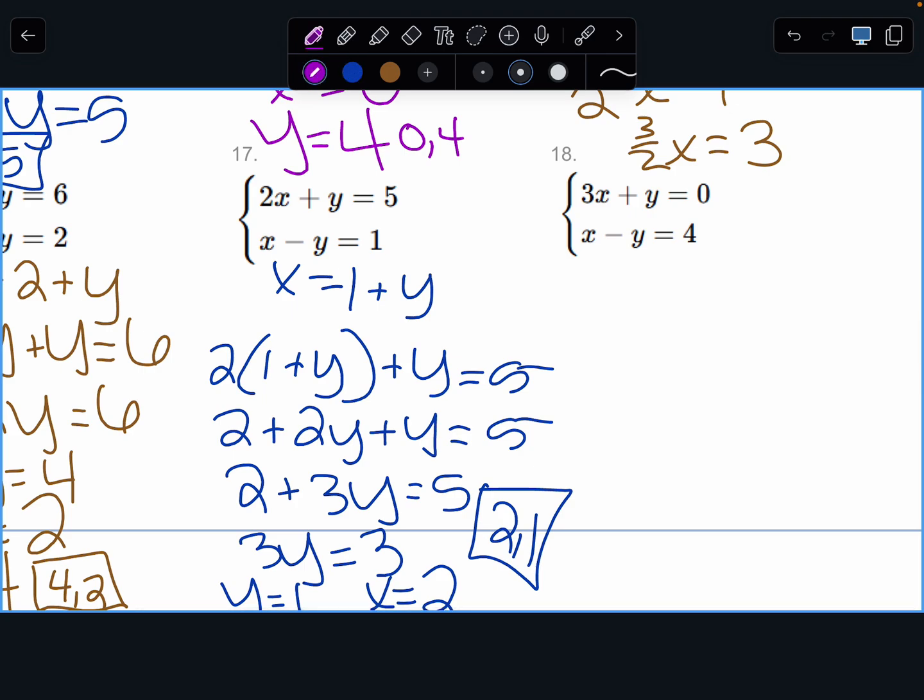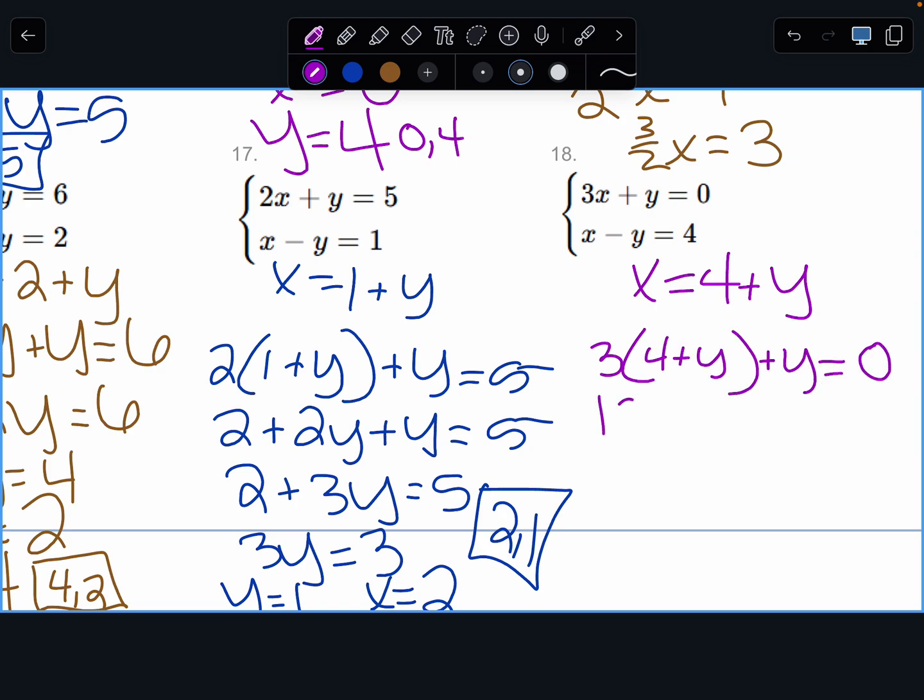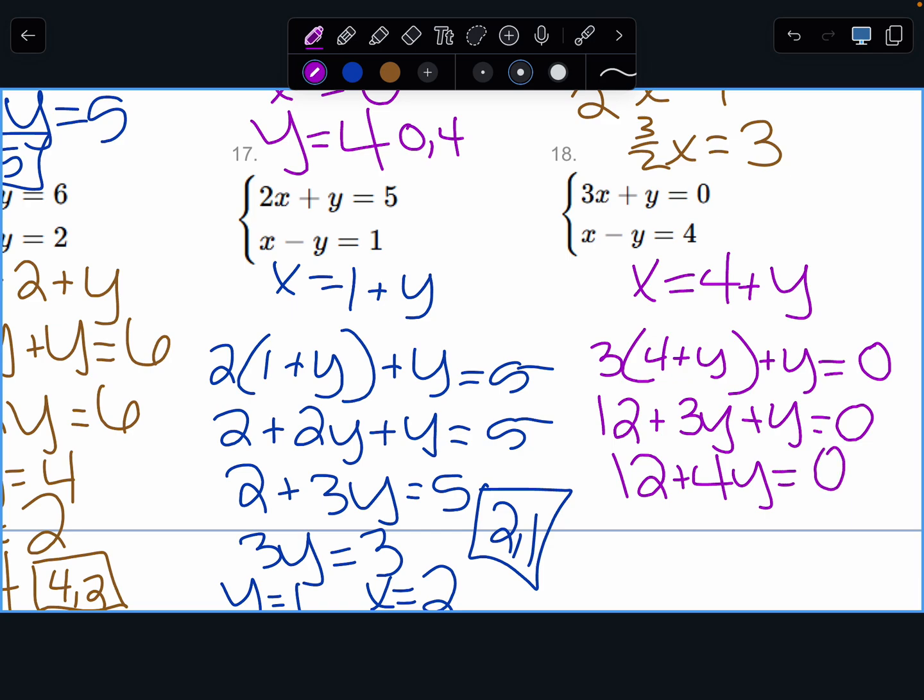And the last one, same thing. x equals 4 plus y. So you should get 3 times 4 plus y, plus y. 12 plus 3y plus y equals 0. 12 plus 4y equals 0. 4y equals negative 12. And y equals negative 3. If y equals negative 3, x should equal 1. You should get 1, negative 3.